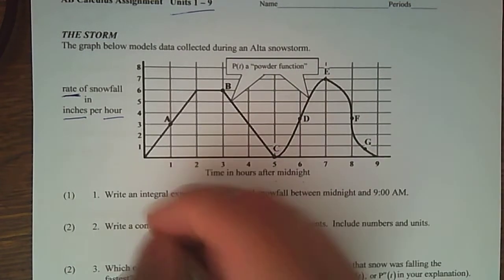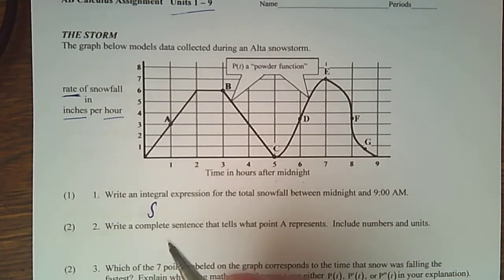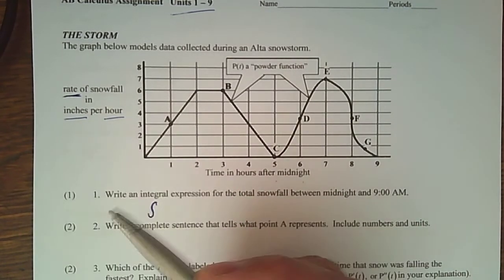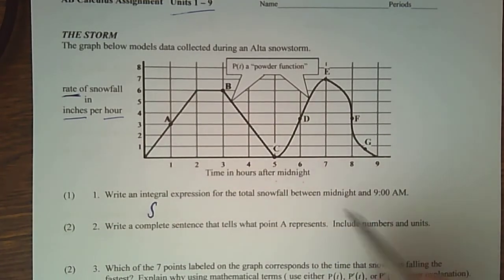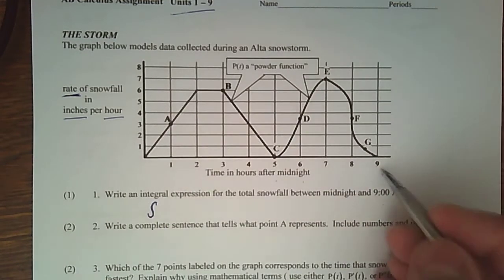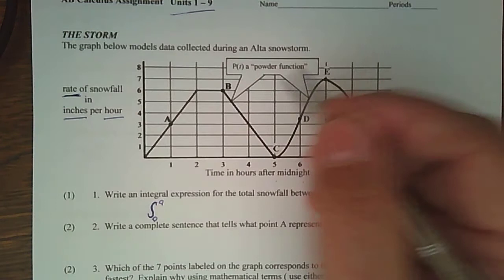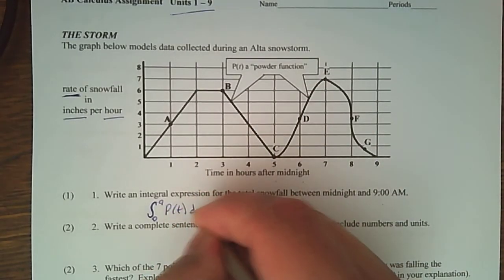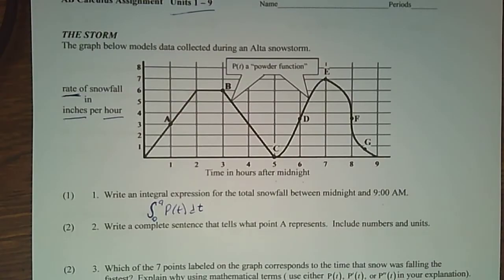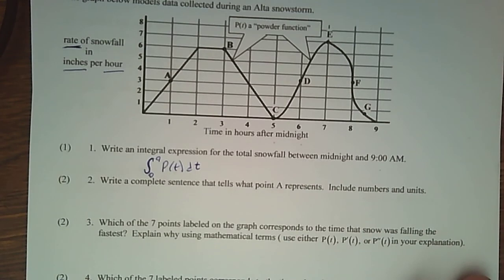So if this is a rate, if I integrate the rate, we now can accumulate whatever the rate, the unit is. In this case, it's inches. So if I want to know how many inches of snow, I integrate. And if I'm going from midnight to 9 a.m., that would be 0 to 9. So I'm going to integrate from 0 to 9. And then we have a function, and it's called P of t up here. So I'm just going to write that down. Integral of P of t dt. And that's it. That integral expression represents the snowfall accumulated from midnight to 9 a.m.